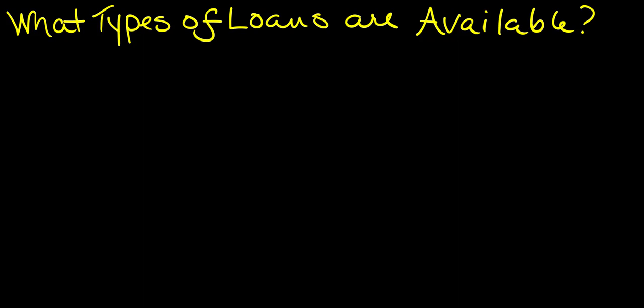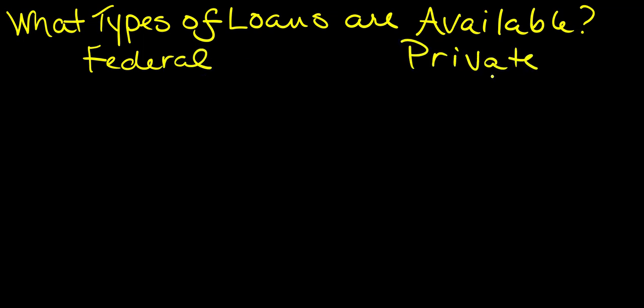We started off talking about what are student loans and how do you apply for them. So now let's talk about the different types of student loans that are available. Primarily, these are divided into federal loans and private loans. We're going to spend most of our time on the federal loans, but it probably would be useful for you to just keep in mind that there's two main types.